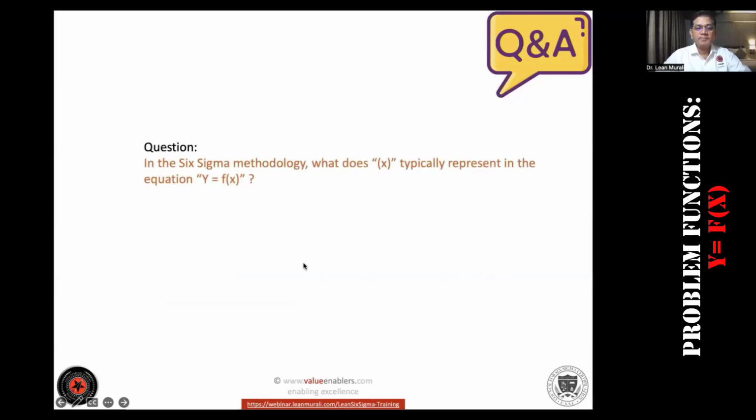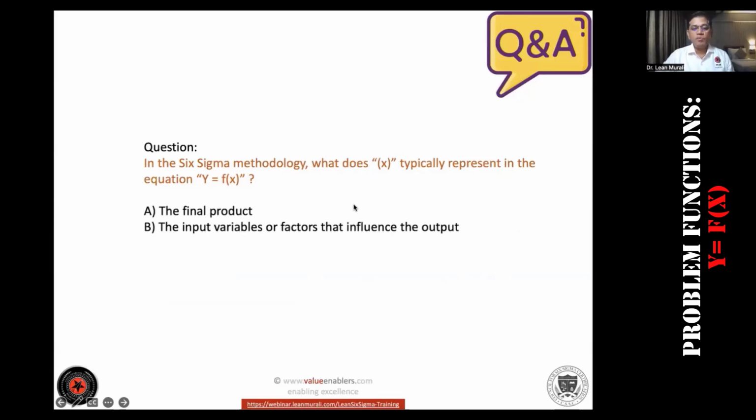Question: in the Six Sigma methodology, what does x typically represent in y is equal to f of x? The final product, the input variables or factors that influence the output, the overall process performance, or the defect rate? All right. Great. Fantastic. Thank you very much.